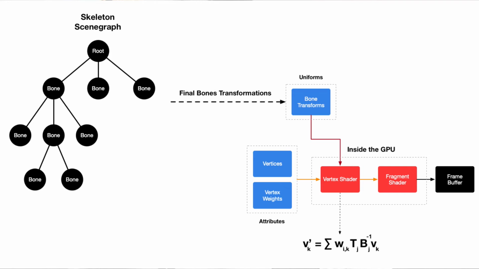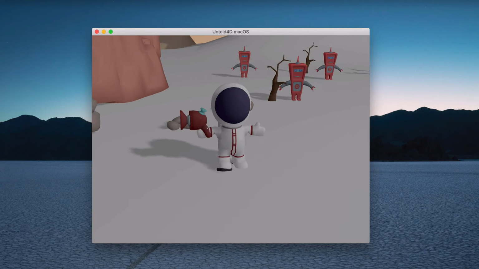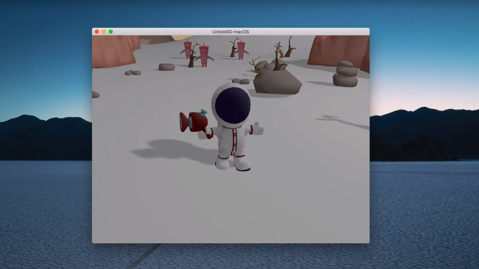Alright, so now that you have the bind pose matrix, the vertex weight, the keyframe, and the scene graph, you are ready to recreate an animation on the screen. And it works like this. During an animation, you traverse the scene graph and you compute the final transformation for each bone by interpolating the data between the keyframes. This final transformation is sent to the GPU, and along with the vertex weights, the vertex shader computes the final transformation for each vertex, thus creating an animation on the screen.